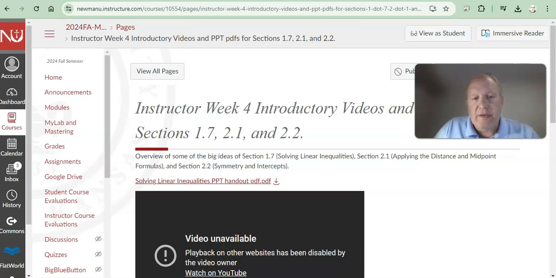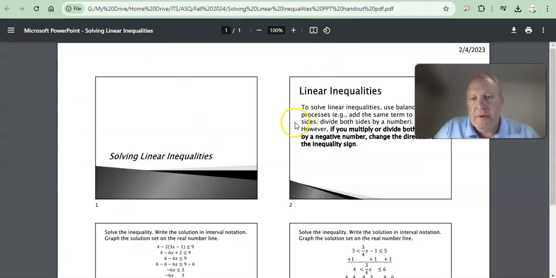The first video we're going to talk about is going to be one on solving linear inequalities. So let's take a look at that. So here is your presentation. The nice thing about solving linear inequalities is they're very similar to solving equations.